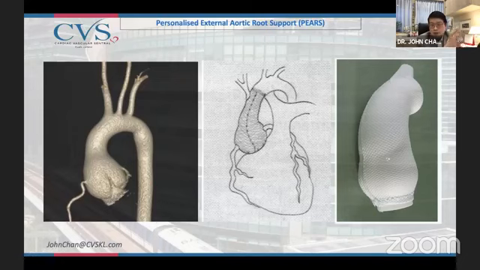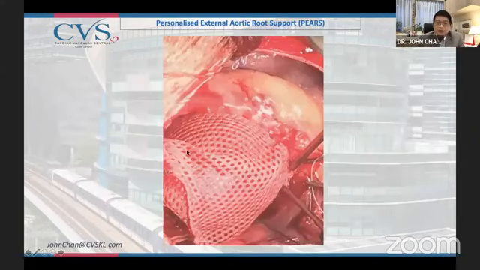to the company which manufactures this device, and they would custom make a wrap for us according to the geometry of the aortic root for that patient. And then they would send it to us, and then we would wrap this around the aortic root at surgery. So this is what it looks like.